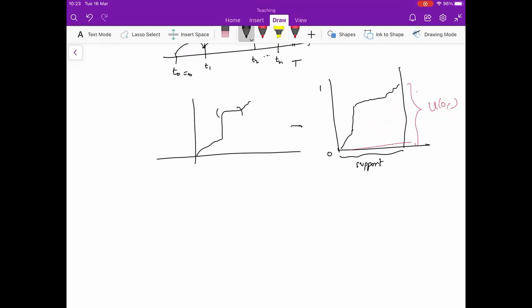I should have chosen a slightly better example. This looks almost like a cumulative already. Let me draw this properly. What I want is something that's relatively flat, and then there's a jump over here, and then relatively flat again, and then goes down to 0. So that's your support over here. The cumulative is going to look like this.